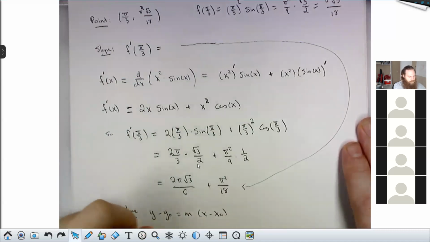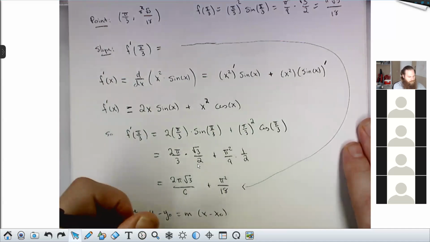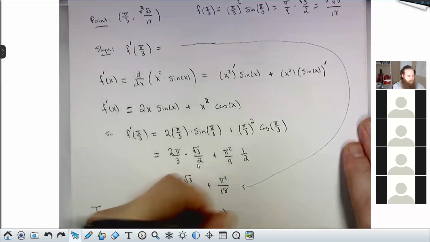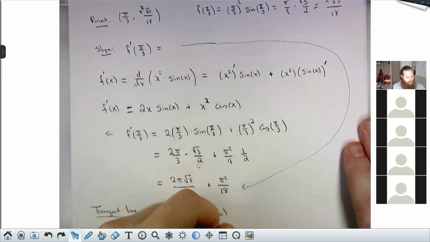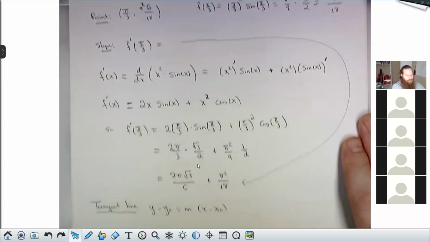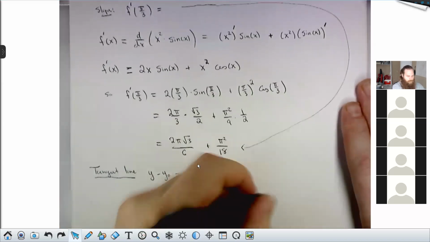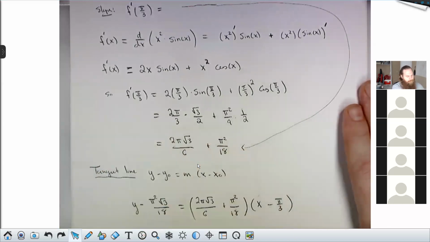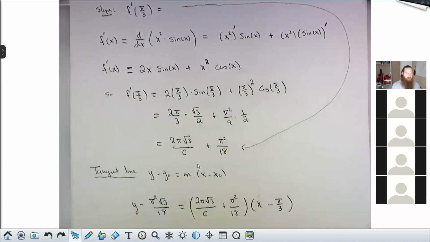So this is going to be y minus pi squared root 3 over 18 equals m, which is this slope. I'm not even trying to simplify it. I'm just going to leave it. I'm sure we could simplify it a little bit if we wanted to. So here's my m, and then x minus pi over 3. That's it. That's your tangent line.